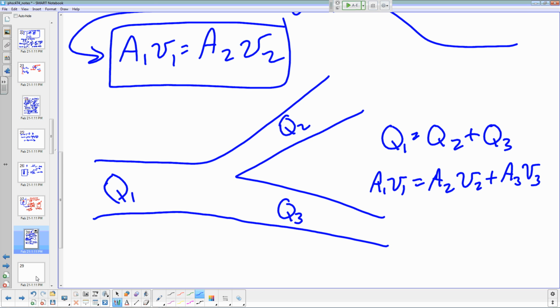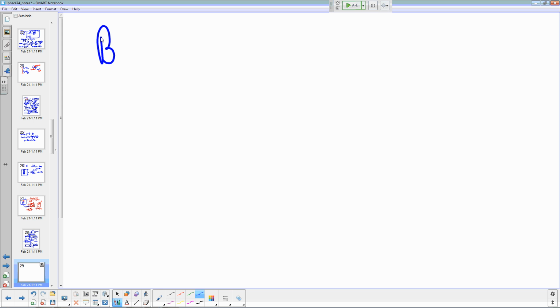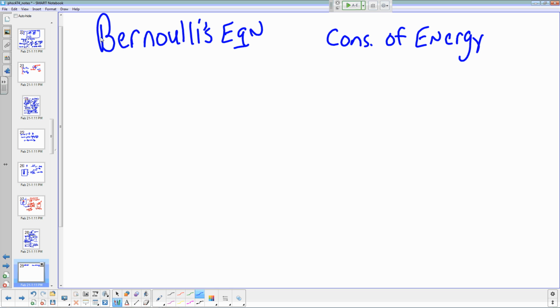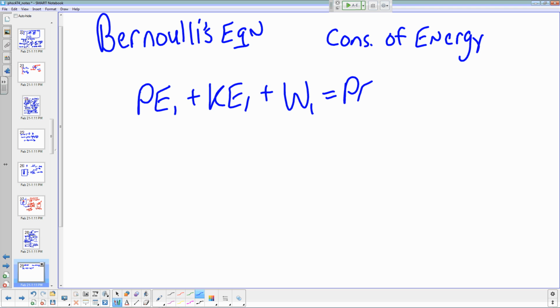The next big equation in fluid flow is called Bernoulli's equation. Bernoulli's equation is based on the conservation of energy. And it just says if our fluid has a certain amount of energy at some point within the flow, it has to have that same amount of energy all the way throughout. So it says roughly that the potential energy at one point plus the kinetic energy at one point plus the work being done by the fluid at one point has to equal the same throughout. So it would say this is equal at point 1 and point 2.